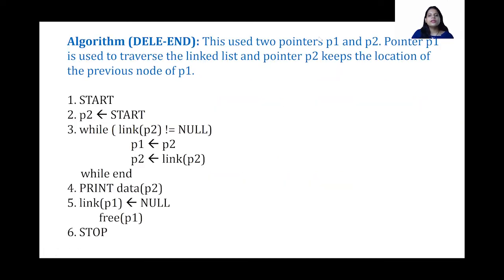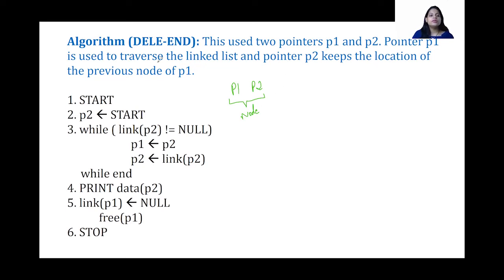So, the algorithm for deleting at the end of a linked list. This uses two pointers, P1 and P2. We are going to use two pointer variables P1 and P2. They are of type node. This we have already seen in the beginning of the linked list. What does this mean? They are nothing but pointer variables and they are of type node. Node will have a data field and an address field. These are the two pointers which we are going to use.